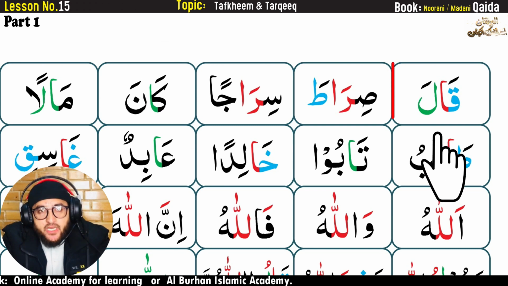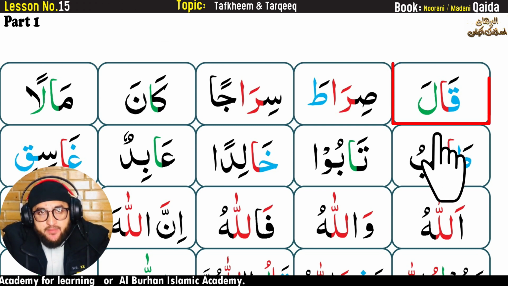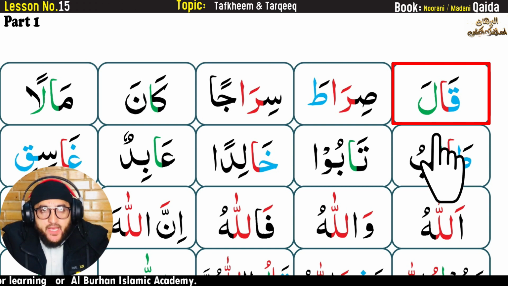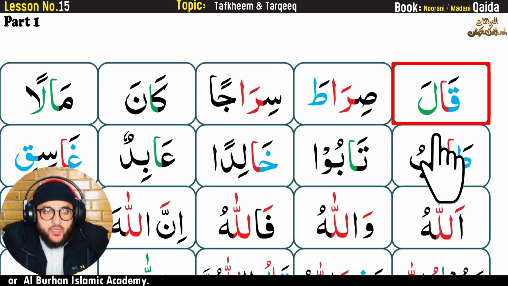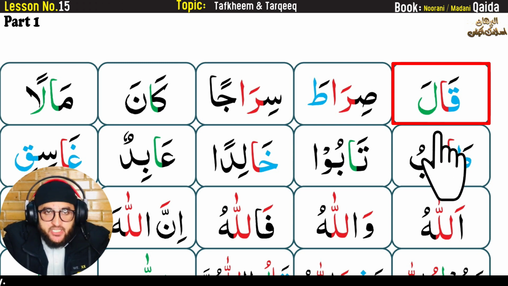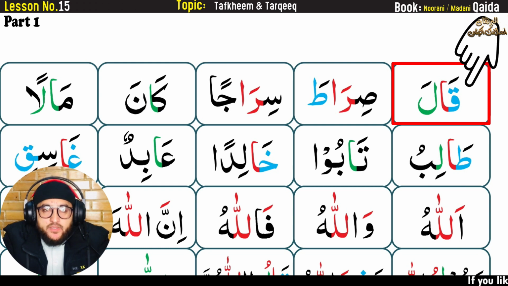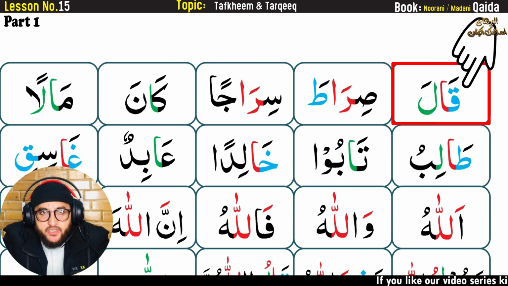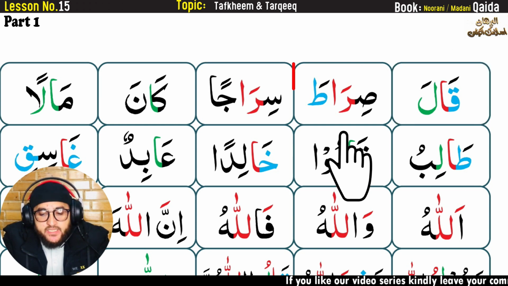Qaf alif fatha qa, lam fatha la, qala. As we explained, Alif will be pronounced in a thick tone if it is preceded by a letter that is pronounced in a thick tone. Look here, Qaf is a thick letter. It means we have to make a thick tone here. قال. Next, صاد كسرة صي را ألف فتحة را طا فتحة طا.